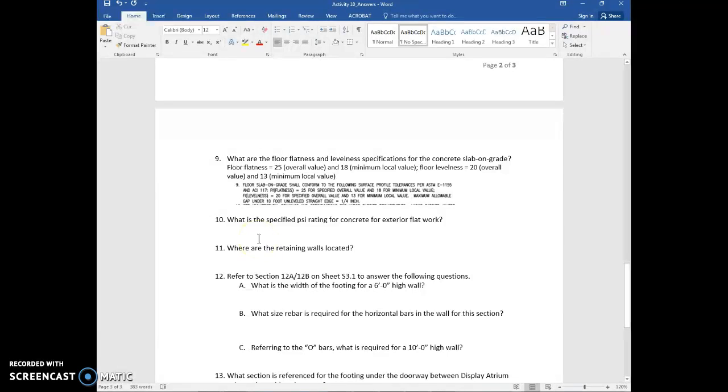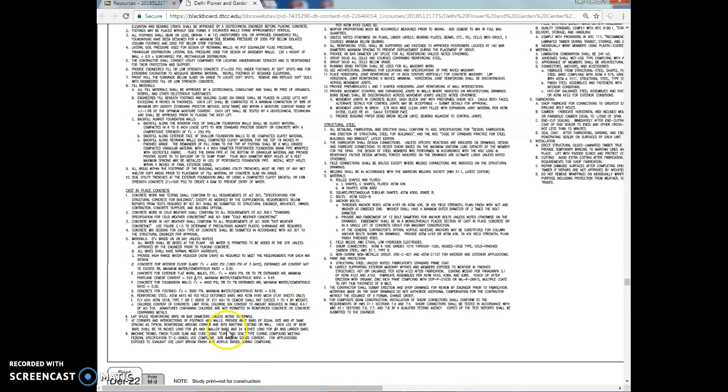Number 10 says, what is the specified PSI rating for concrete for exterior flat work? So I'm going to stay on this drawing, which is S5.1.